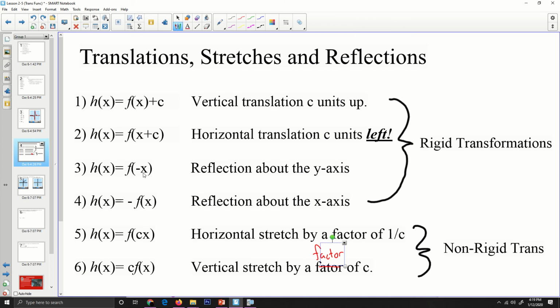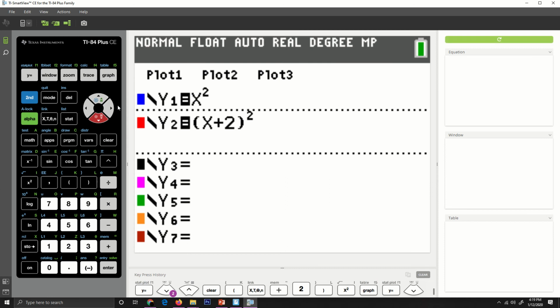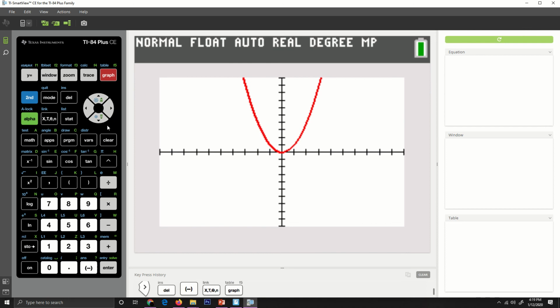All right, if I want to do a reflection about the y-axis, I'm going to make the variable negative, so I can just go in here and delete this, and we'll just go negative x, and I hit graph. And in this particular instance, we get the same thing.